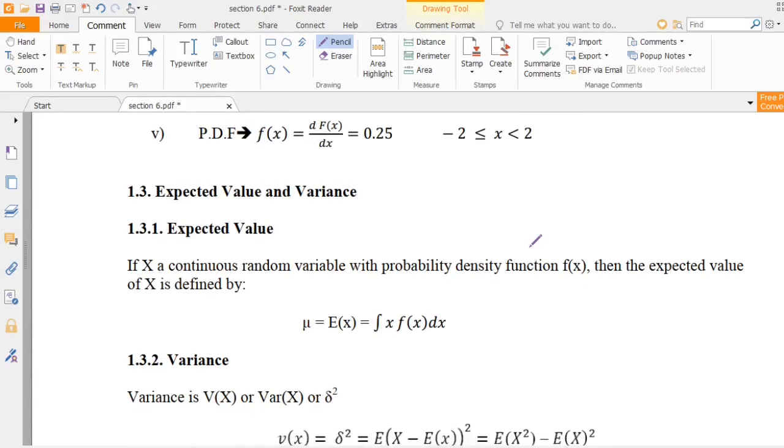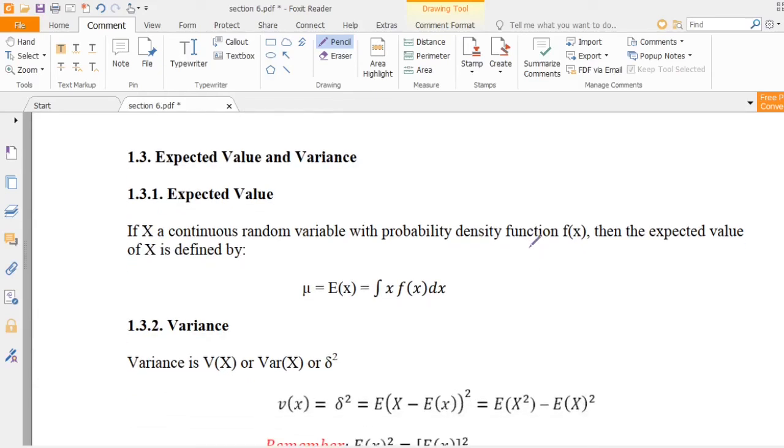The last concept we have is the expected value and variance. If you remember from the previous section, the expected value is what? Summation of x times p of x. Here is a slight difference: it will be integration instead of summation. Integration of x times f of x. And the variance will be the same concept we have in the previous section.